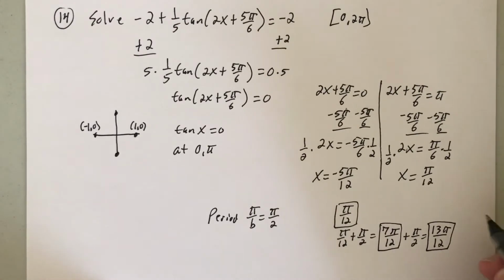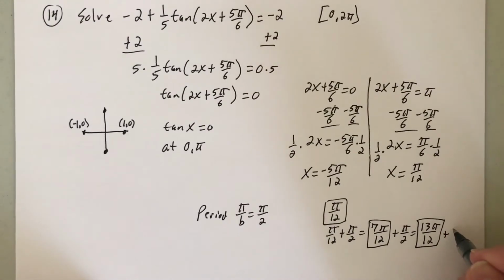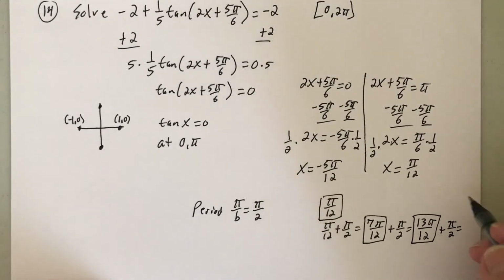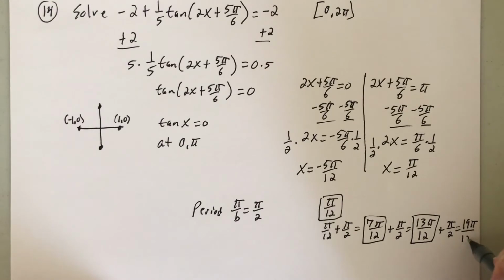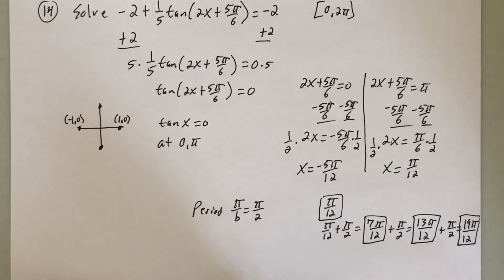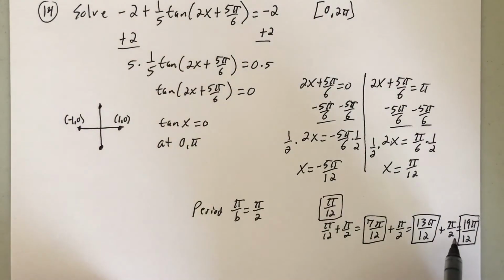So if I do it again, I'm going to add pi over 2, and that's going to give me 19 pi over 12. And that's going to be it, because if I add another pi over 2, I'm going to be outside of this range. So all 4 of these are going to be the answers for this problem right here. So pi over 12, 7 pi over 12, 13 pi over 12, and 19 pi over 12.